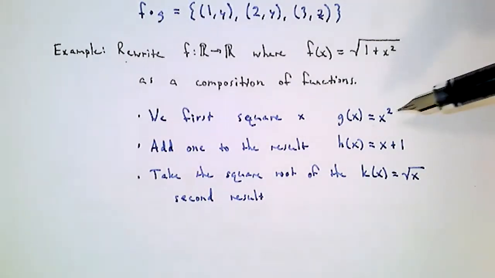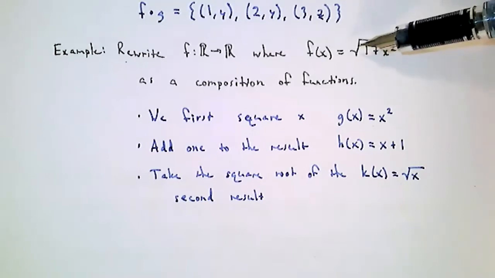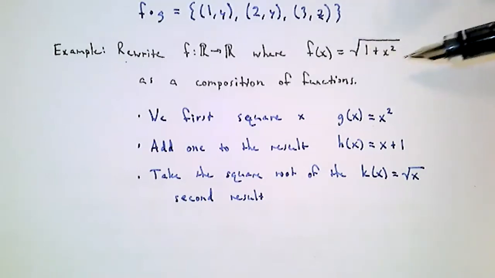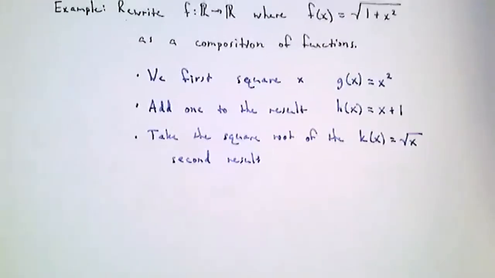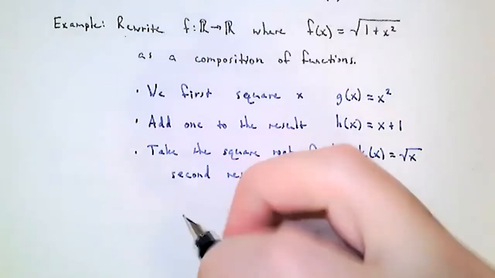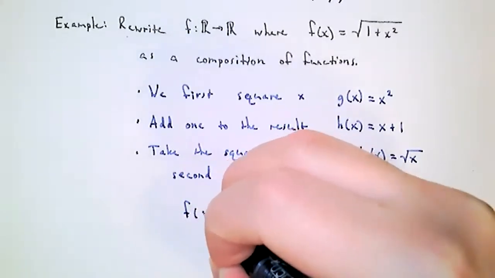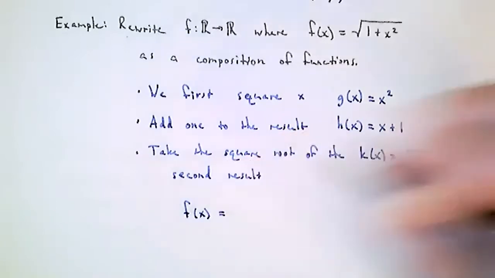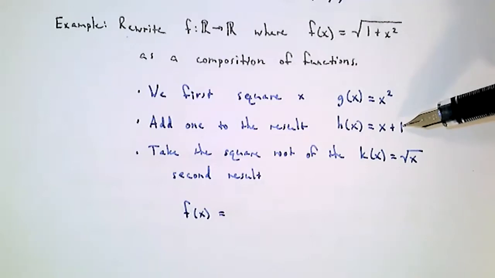And when we string them all together, we square something, we add 1, and then take the square root. We get the overall function f. So that's how we break it down into pieces, and now we just have to string them back together. So f of x would be equal to first squaring, then adding, then taking the square root.